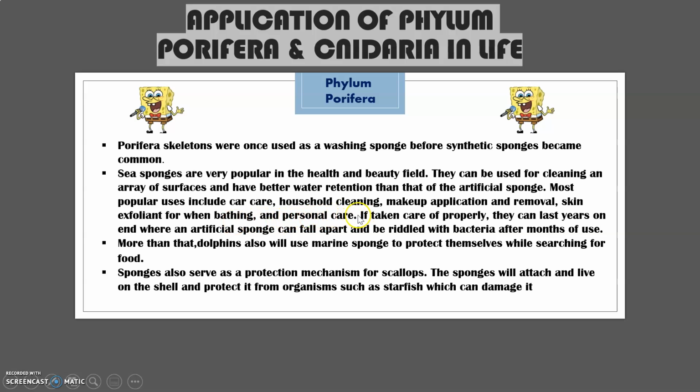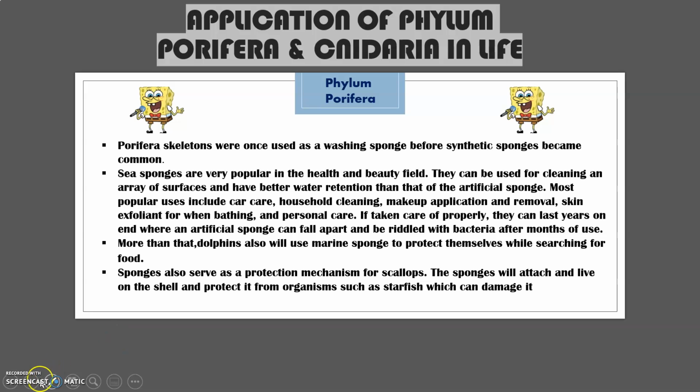We can conclude that sea sponges are very important in application to humans. If taken care of properly, they can last for years on end, whereas an artificial sponge can fall apart and be riddled with bacteria after months of use. More than that, not only humans use sponges, but animals too. Dolphins use marine sponges to protect themselves while searching for food. Sponges also serve as a protection mechanism for scallops. The sponges attach and live on the shell and protect it from organisms such as starfish, which can damage it.